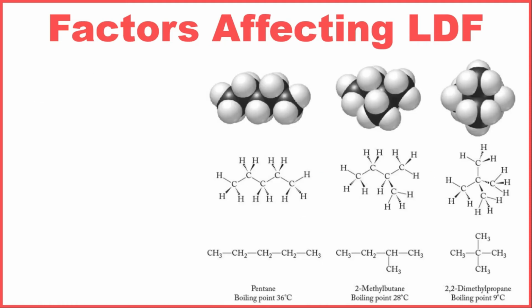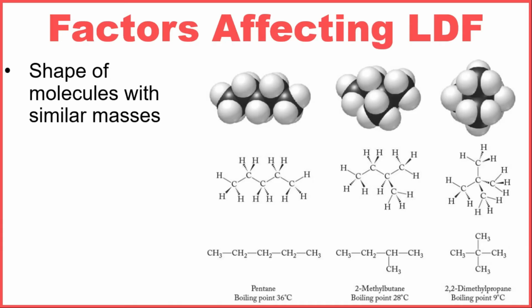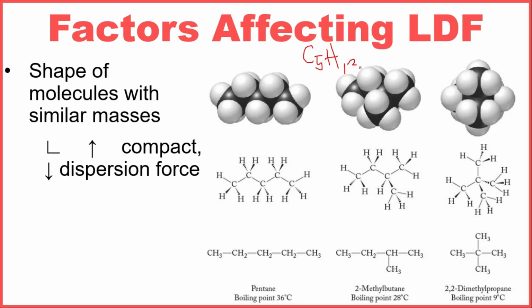Another factor that affects London dispersion forces is the shape of the molecules with similar masses. All of these molecules are isomers of C5H12, right? Therefore, they have similar masses. But the different arrangement of carbon atoms leads to a different overall shape and surface area. Okay? So remember, the more compact the molecule is, the less dispersion force it has. Therefore, the lower boiling point it has.